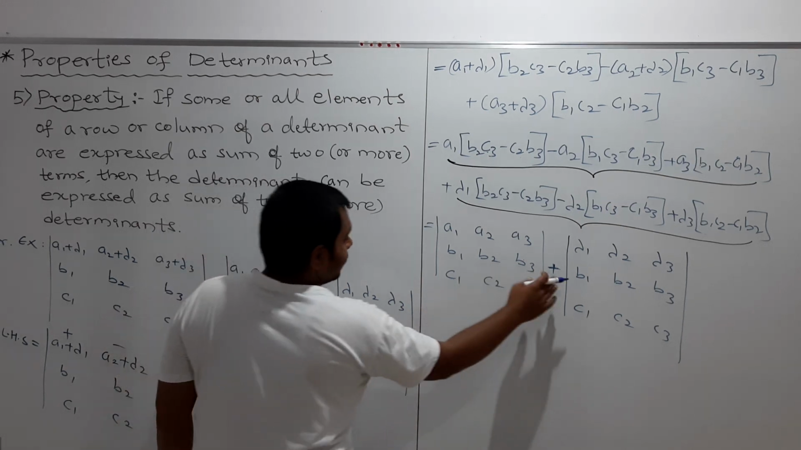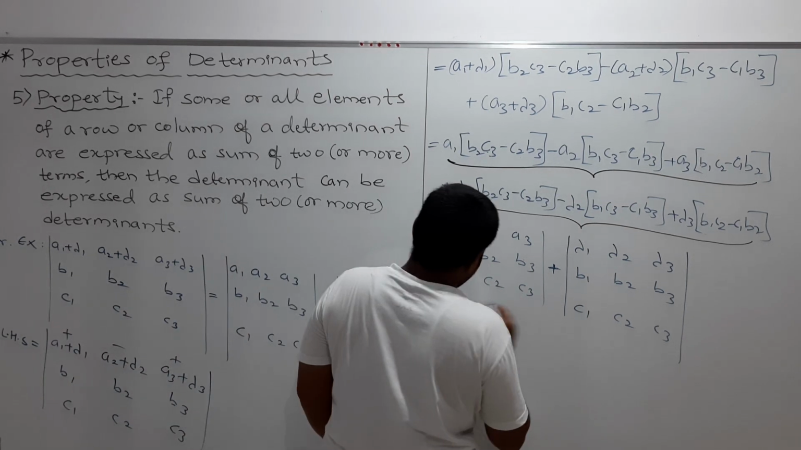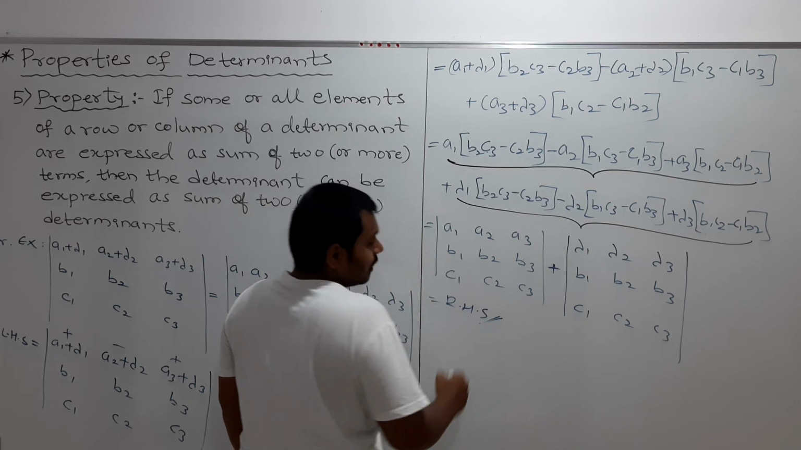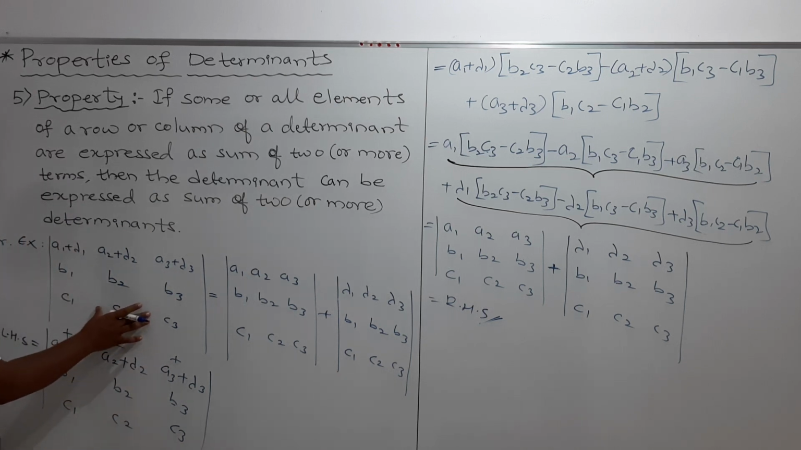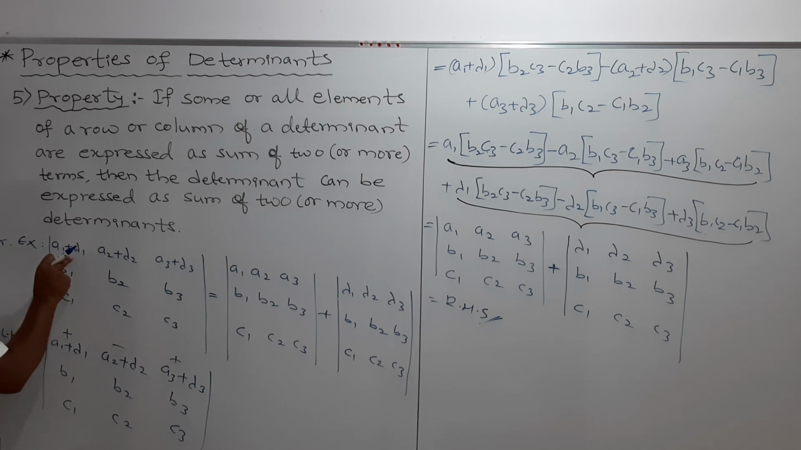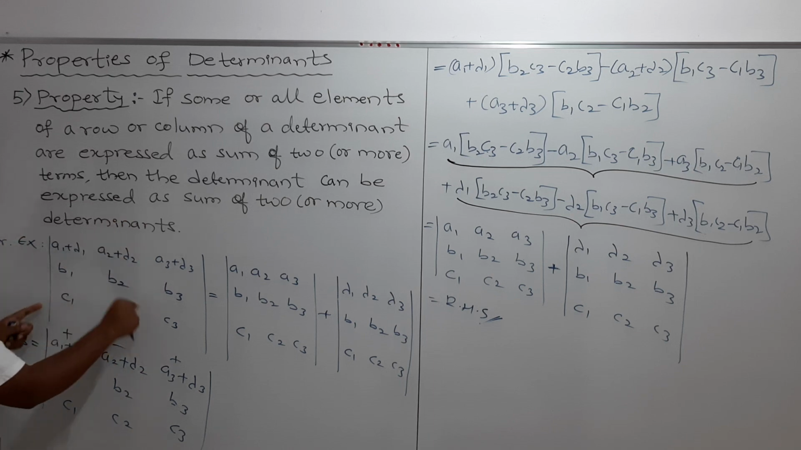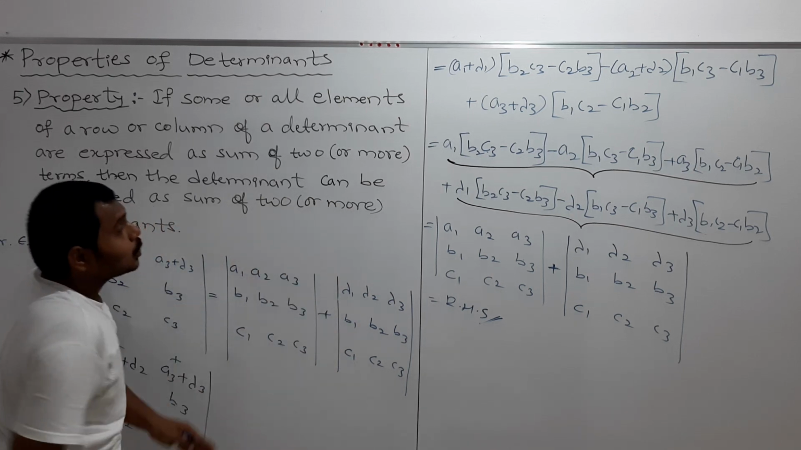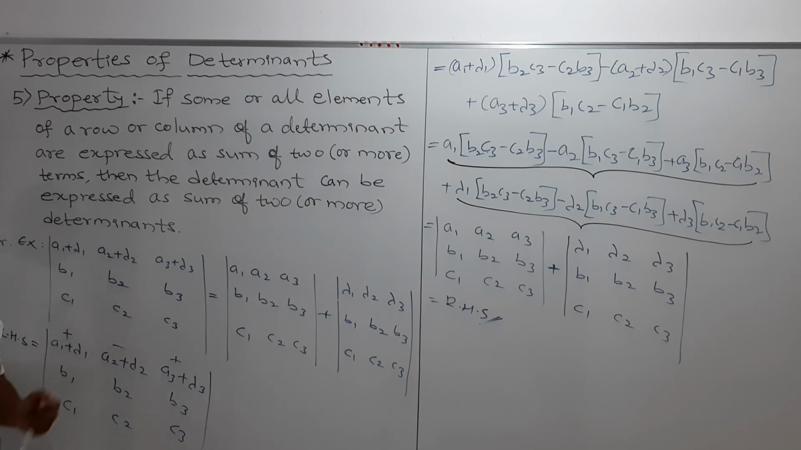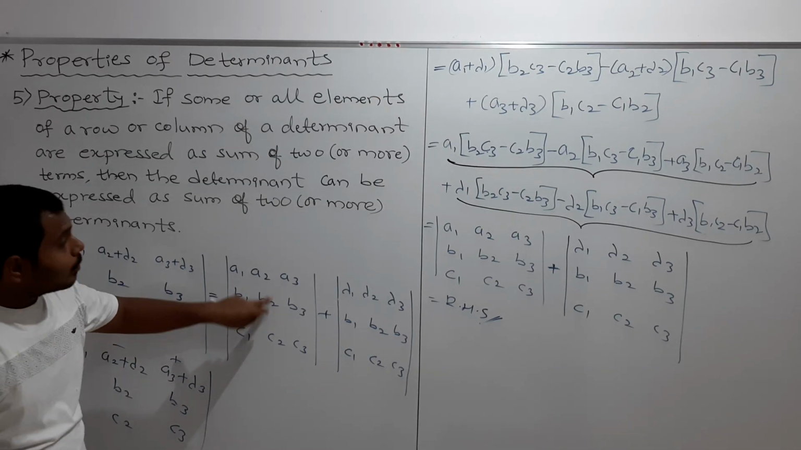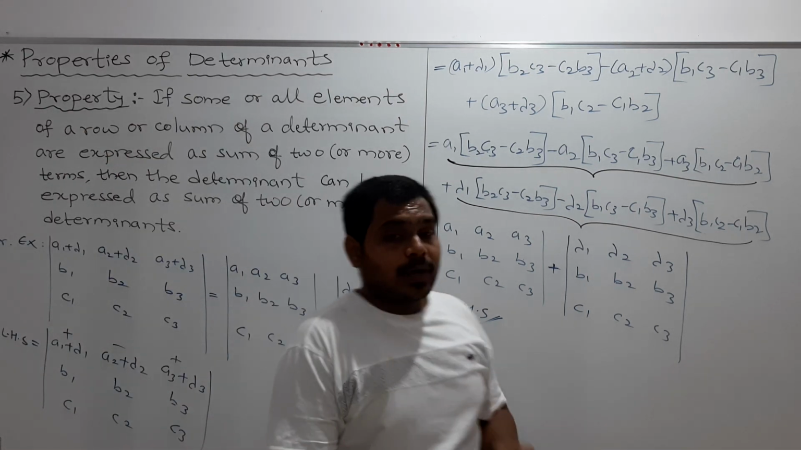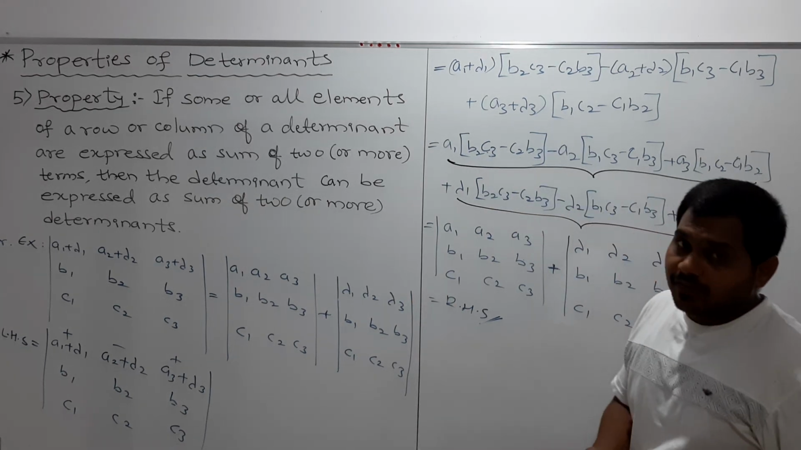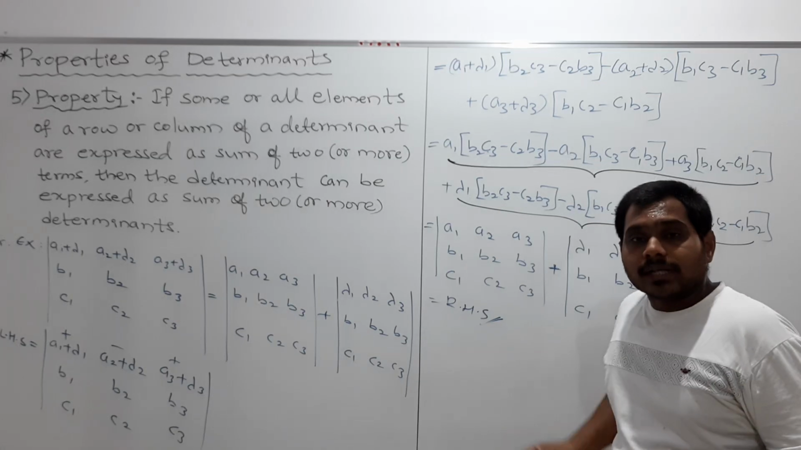So this is what your required RHS. I hope you understood. Whenever you have a determinant like this in a row or in a column, if some or all elements of a row are the sum of two terms, then that determinant can be written as the sum of two determinants, or if the terms are more, then you can write it as the sum of two or more determinants. Clear? So this is property number 5. Very important properties, these all are. If you still have any doubts, you can comment, and I will reply. Clear?